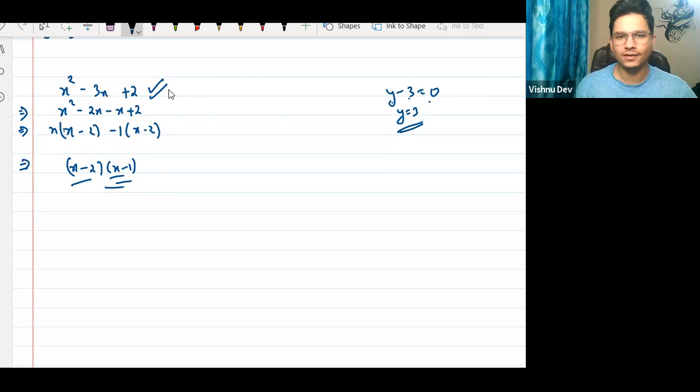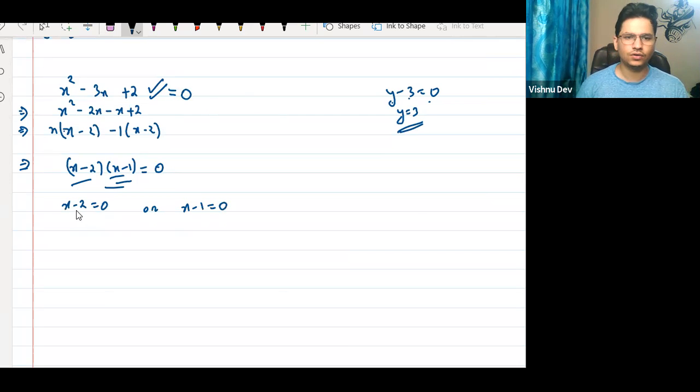Now suppose I equate it with 0. As we discussed in the last class, we have a basic idea about this. I want this to be equal to 0. So can I say, if this is equal to 0, then either x minus 2 can be equal to 0, or x minus 1 can be equal to 0?